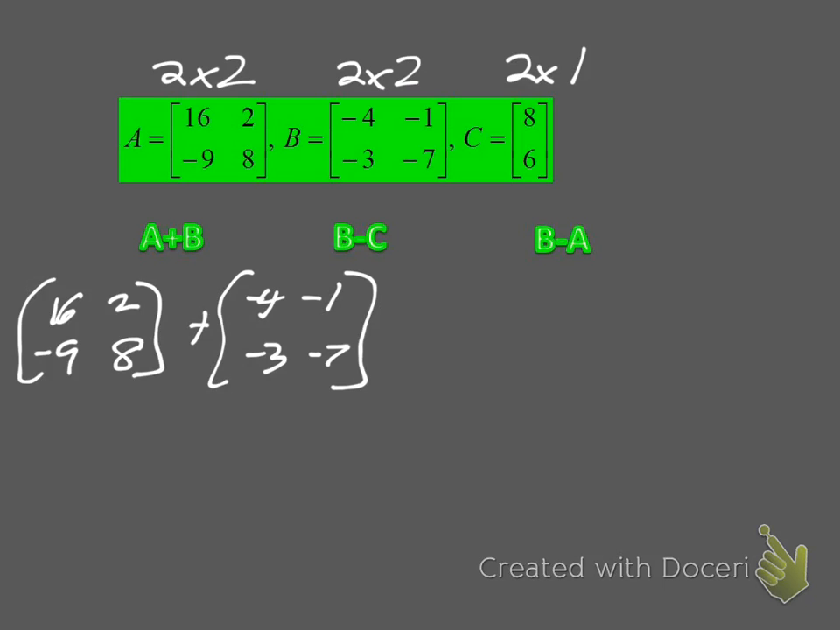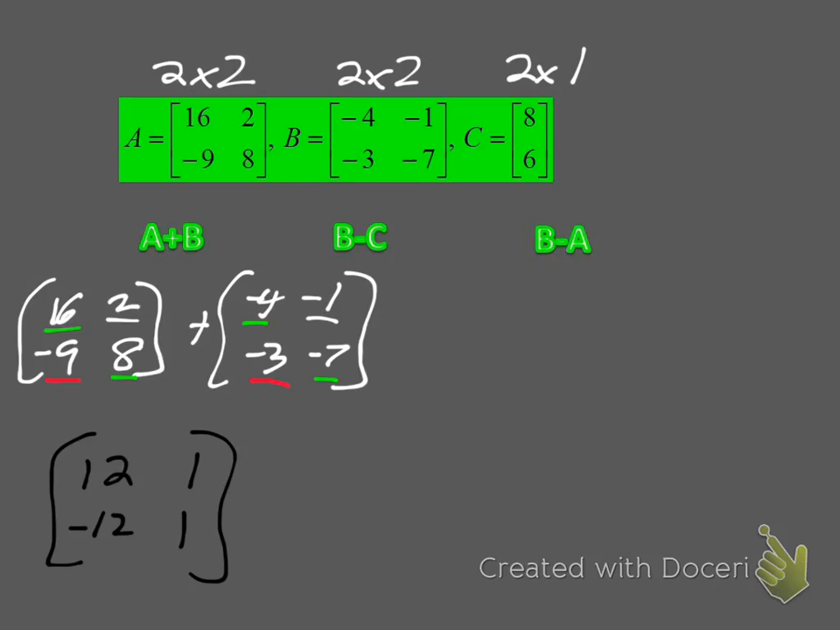So A is a 2 by 2 and B is a 2 by 2. Can you add these two together? Yeah. And then to do it, you just do the corresponding parts. So 16 plus a negative 4 gives you 12. 2 plus a negative 1 gives you 1. Negative 9 plus a negative 3 gives you negative 12. And 8 plus negative 7 gives you 1 as well. Alrighty.